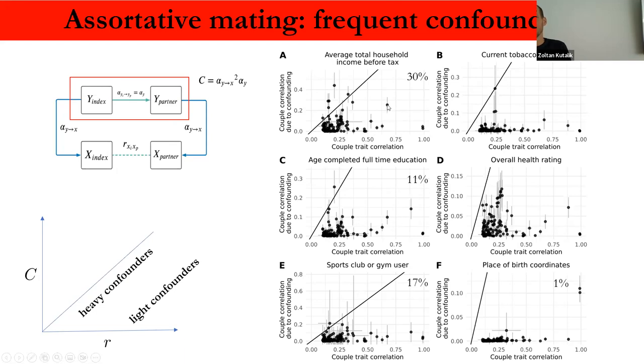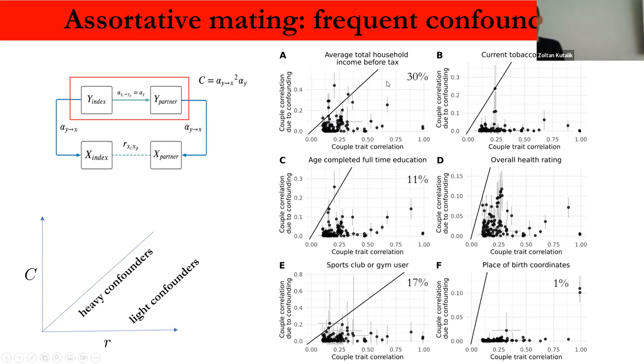So for a given trait, you can estimate how much the correlation between these two traits would be if it were entirely due to household income on the y-axis, and on the x-axis, what I actually observe. Of course, if it's the same, it means that everything I observe is due to this single confounder. Naturally, it's not. Only a fraction of the couple correlation can be explained by a fixed confounder, such as income, basically income tax. But you can still see that about 30% of the total couple correlation can be explained just by this single confounder.